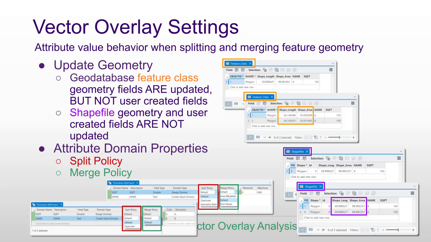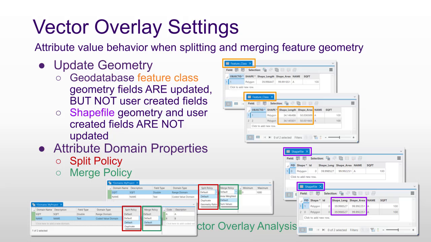If you look at the image on your right, you can see the feature class attribute table includes the geometry fields shape length and shape area, and those fields are automatically updated if the geometry is altered, but not the user-created fields like SQFT. I would have to recalculate the square feet for the SQFT field if the geometry was altered. Now in shapefiles, the geometry and user-created fields are not updated if the underlying geometry is changed.